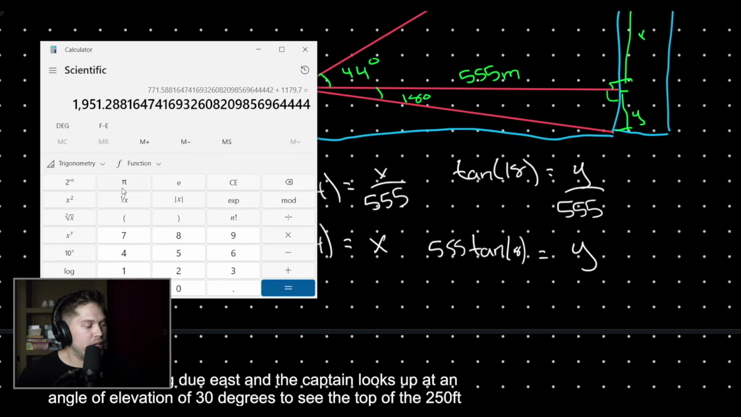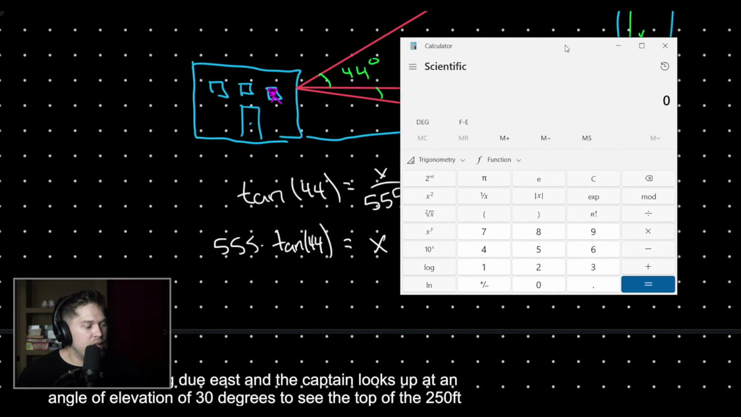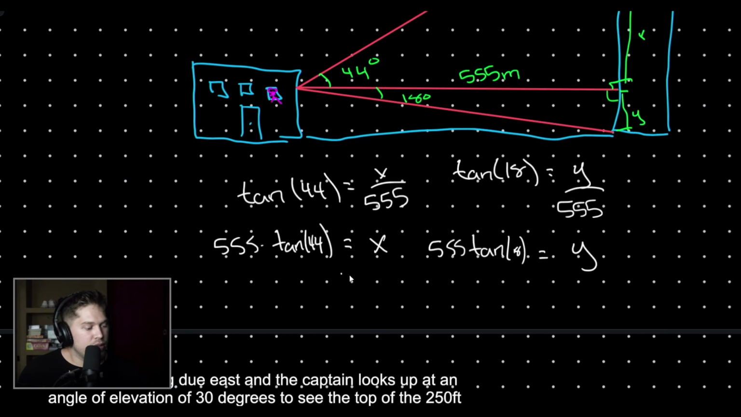So let's pull open our calculator, clear it out. So firstly, for x, we have 555 times tangent of 44. That's 535.9. So we'll round up to 536. So this is approximately 536.